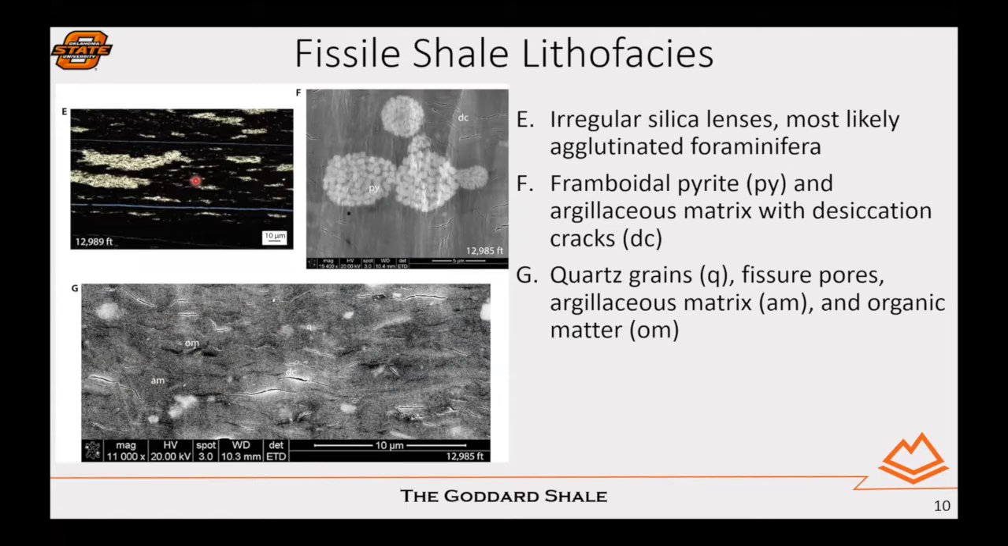Figure F is an SEM image that is showing almost textbook framboidal pyrite that we see in this formation. And you can also see desiccation cracks, and you're looking at these on a micro scale, when in the last slide we were seeing them on a macro scale in the core photo. And then you can also see the abundant argillaceous matrix. In this unit, it's almost completely clay.